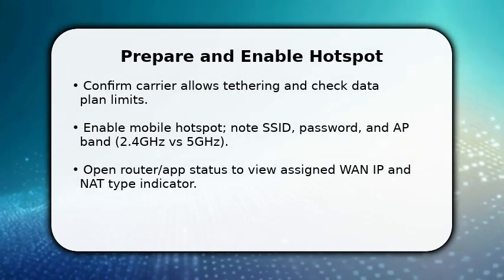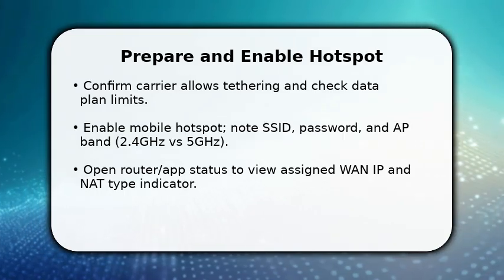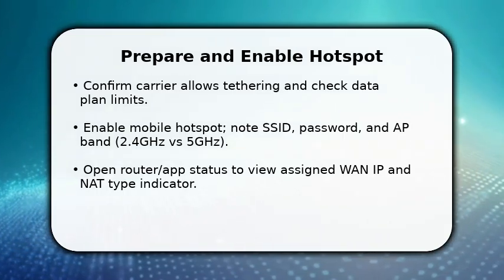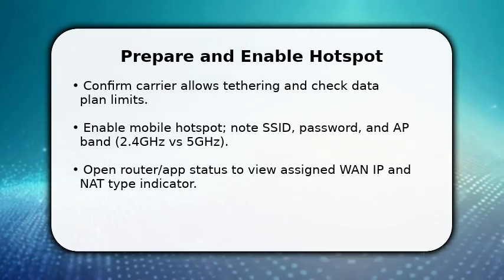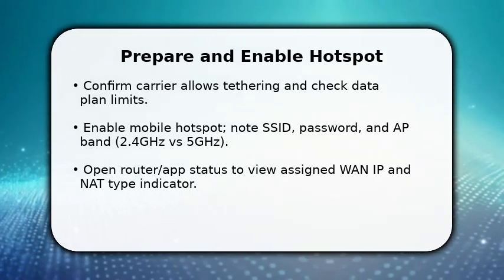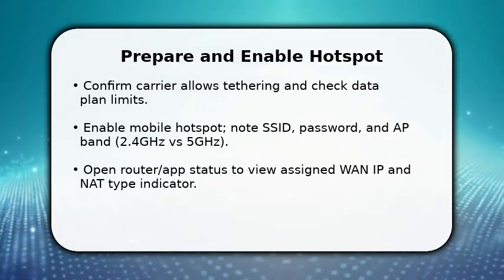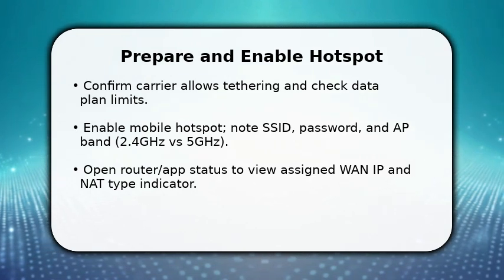Next, check the phone's hotspot status page to see the assigned WAN IP and any NAT type label. If the IP is in a carrier-grade NAT range, you already know where the limitation comes from. Once done, note device model, OS version, and carrier. Those details matter for later steps.